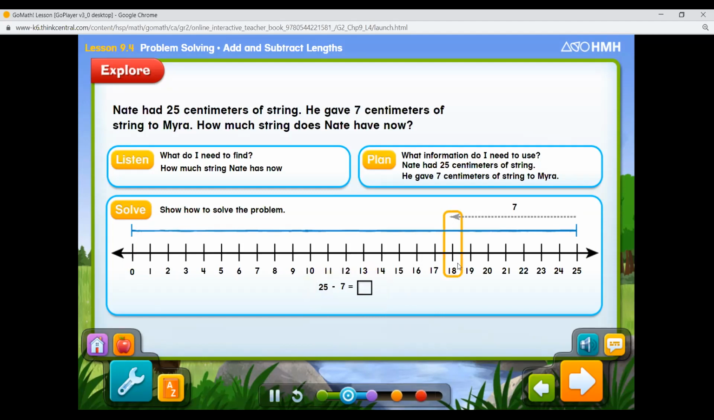The number below the arrow is the number of centimeters of string Nate has left. Nate has 18 centimeters of string left. The missing number was the difference, 18. This tells you that Nate now has 18 centimeters of string.